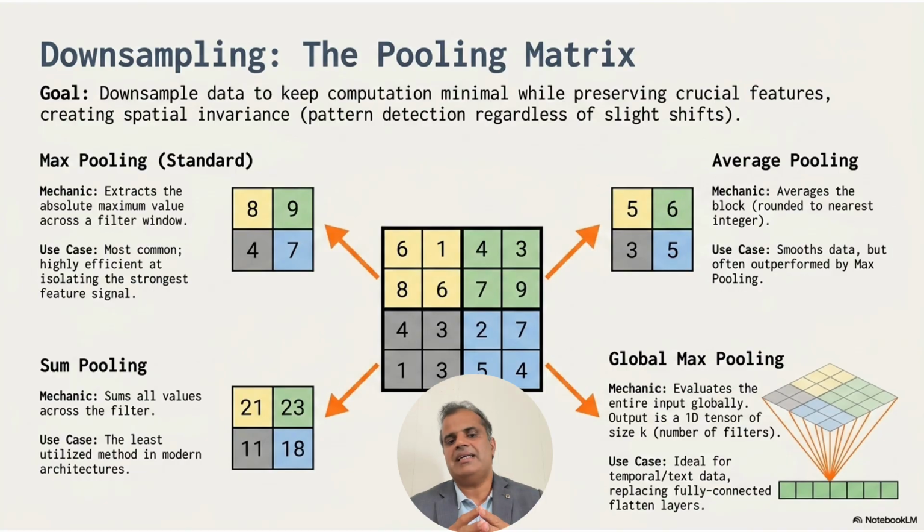It looks at a block and extracts only the single highest value, capturing the strongest signal. Average pooling calculates the mean of the block to smooth things out, while sum pooling simply adds everything up. Pay special attention to global max pooling in the bottom right. Instead of looking at small local blocks, it scans the entire matrix globally and pulls out the absolute highest number, flattening our multidimensional data into a clean 1D line that is ideal for text sequence.